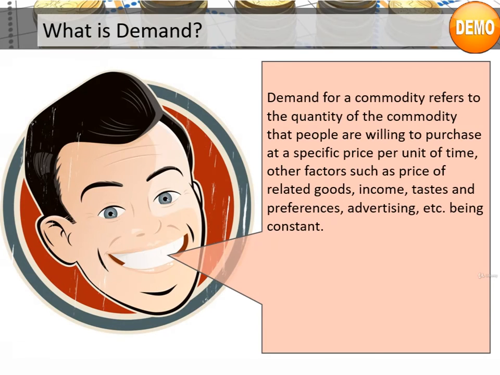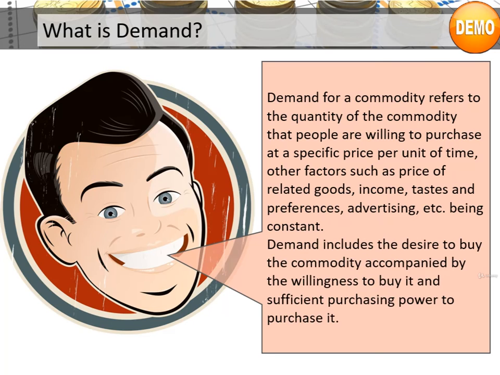Demand for a commodity refers to the quantity of the commodity that people are willing to purchase at a specific price per unit of time, other factors such as price of related goods, income, tastes and preferences, advertising, etc., being constant. Demand includes the desire to buy the commodity accompanied by the willingness to buy it and sufficient purchasing power to purchase it.